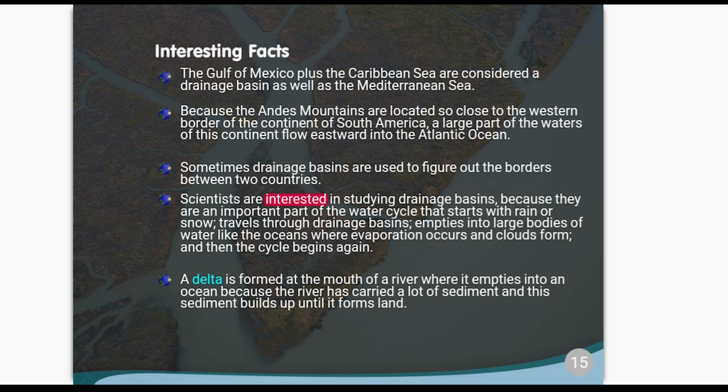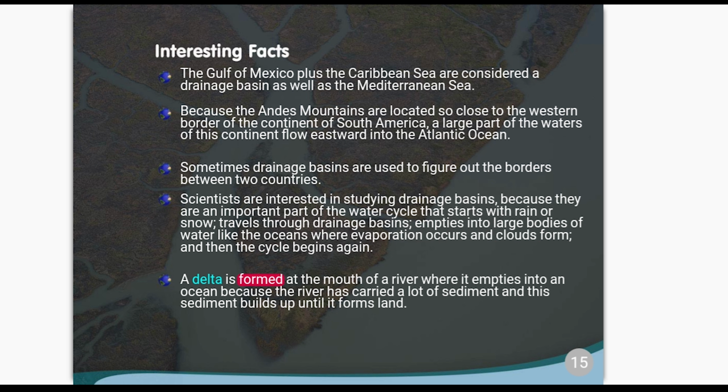Scientists are interested in studying drainage basins because they are an important part of the water cycle that starts with rain or snow, travels through drainage basins, empties into large bodies of water like the oceans where evaporation occurs and clouds form, and then the cycle begins again.